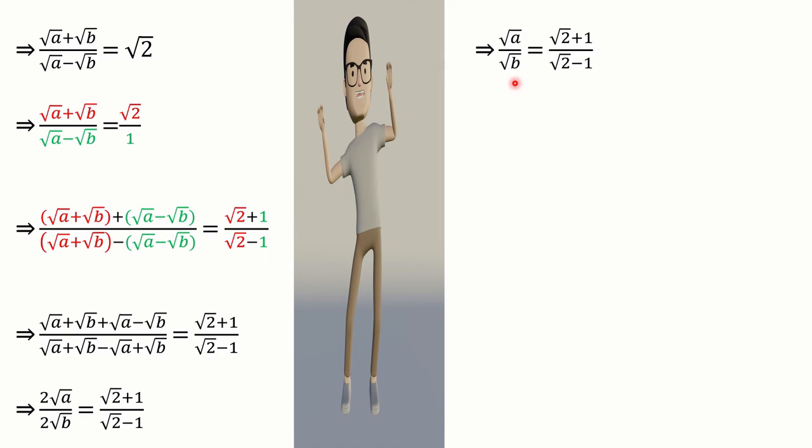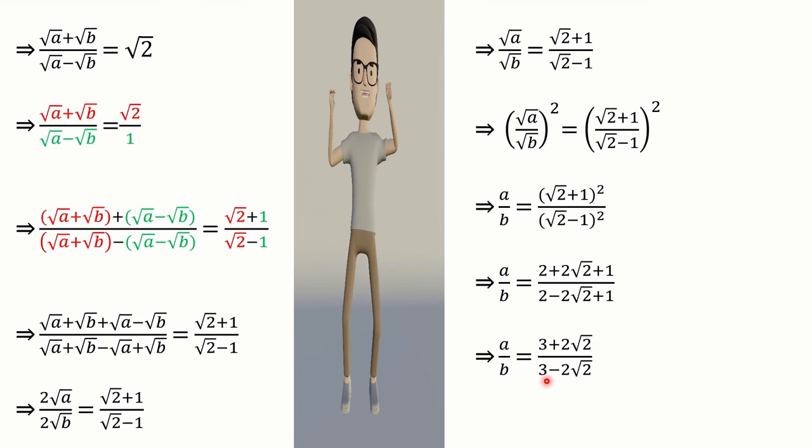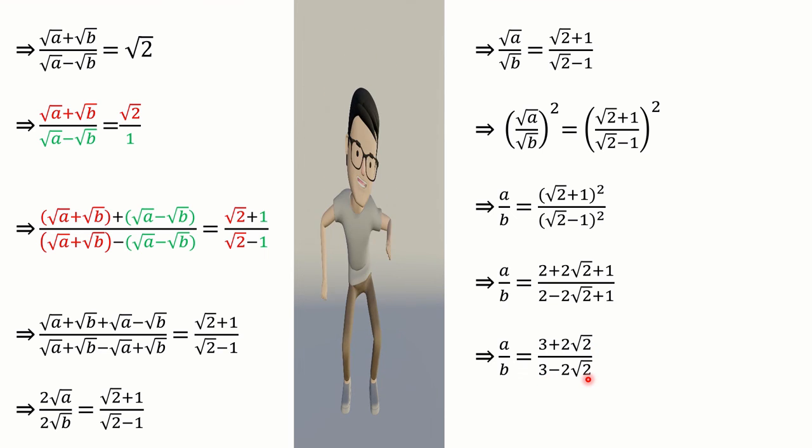Again, let's do squaring both the sides. So in squaring both the sides, we are going to get this line. Because of this square, we can mention this as a over b. In the right hand side, the square is for the numerator and the square is for the denominator. Now let's apply the formula in the numerator and denominator of the right hand side. On applying the formula, we are going to get this line. On simplification of the right hand side, we are ultimately going to get (3 + 2√2)/(3 − 2√2), which is our required answer.